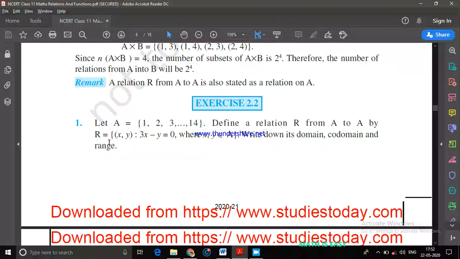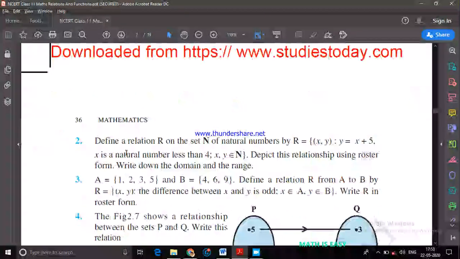So what are the points that will be there in the relation? (1, 3), (2, 6), (3, 9), (4, 12). That's it. There will be 4 elements. Okay, so try to solve it.